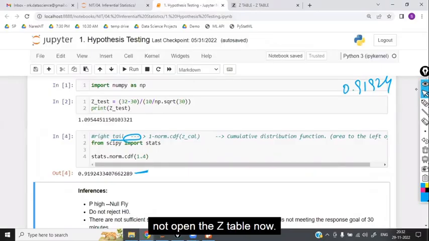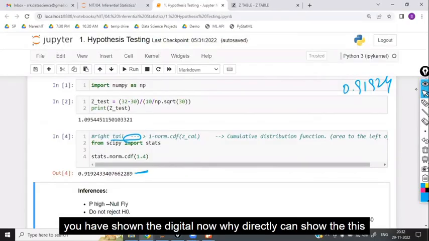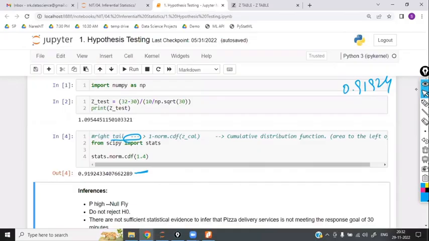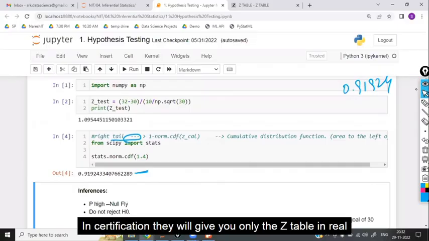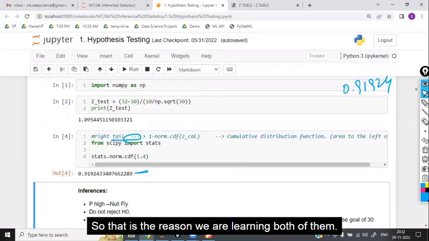In real life, you will not open the Z table. Once you start Python, there is no need to open the Z table. Then why have you shown the Z table? Why not directly show this? No sir, miss. In certification they will not give Python. In certification they will give only the Z table. In real life we will use Python. So that is the reason we are learning both of them.